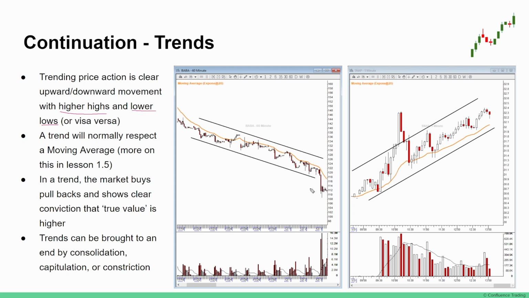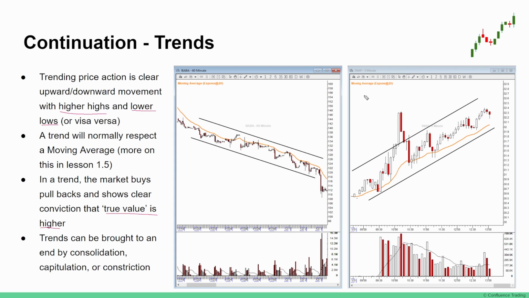In a trend, the market is buying pullbacks, and it's showing clear conviction that true value is higher, or in a downtrend, lower. Trends can be brought to an end by any of the phases that we'll talk about next: consolidation, capitulation, or constriction.